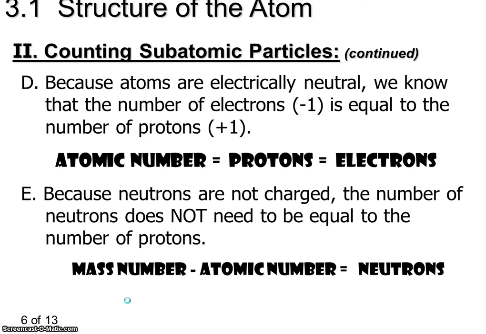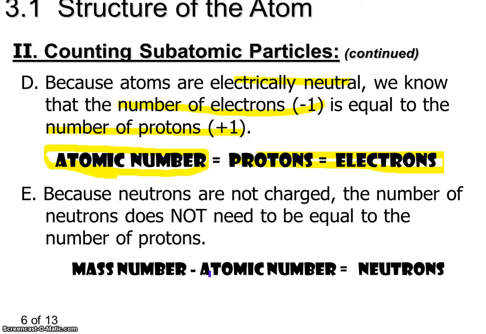So the way we can figure this out on the periodic table is by looking at the atomic number, again, which tells us the number of protons. That also tells us the number of electrons. They are equal to each other because atoms are electrically neutral, meaning they do not have an overall positive or negative charge. So we know that the number of electrons, being -1 each, must be equal to the number of protons, which are +1, so that those pluses and minuses cancel each other out.